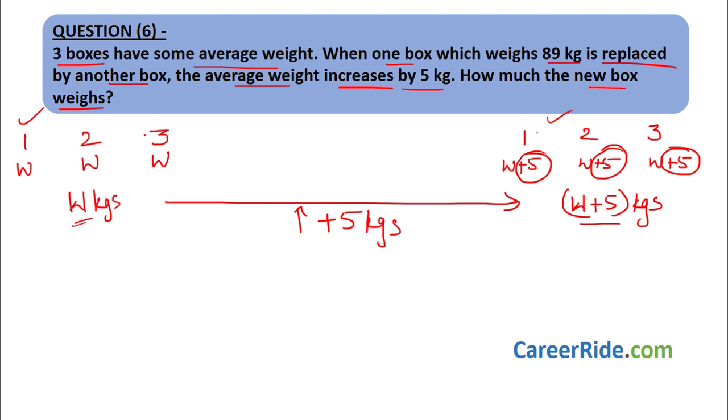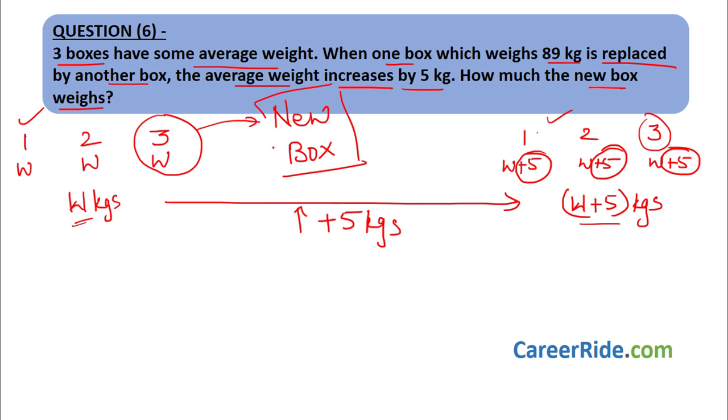Now, if initially this condition is there and finally this condition is there, then what does that mean? Say, let us assume that this is box number 3 and we are replacing it with a new box. This box, right? This new box. We are replacing it with a new box. So, what should be the weight of this new box? Let us see what should be the new weight of this new box.